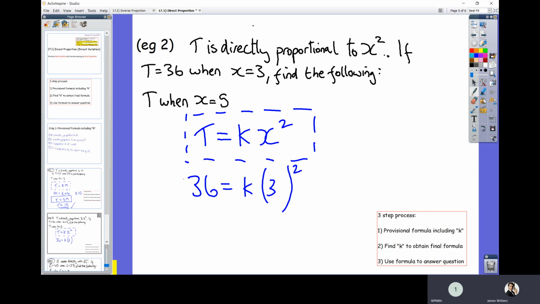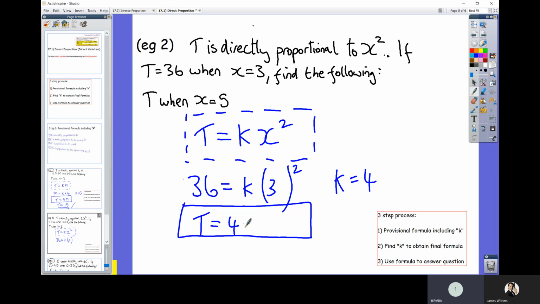Good. So what's the next line of workings? Now you do the maths bit. 36 divided by 3 squared. And what is 3 squared? Oh, so 9. 36 divided by 9. Good. Which is? That's 4. So you work out the K is 4. So what's your new improved formula? T equals 4x squared. Good.